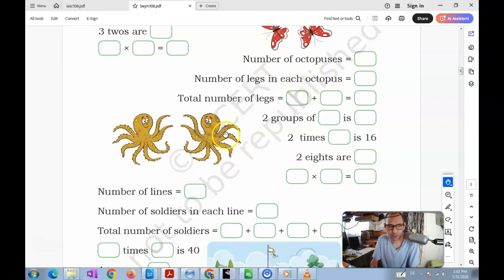Or, for example, to calculate the number of legs in these octopuses, we have 2 octopuses over here. Each octopus has 8 legs. So the total number of legs in both octopuses would be 8 plus 8, which is equal to 16, right? Instead of saying 8 plus 8, we can say 2 groups of 8 together would be 16, or 2 times 8 is 16, or 2 8s are 16. Finally, you can write 2 times 8 is equal to 16.